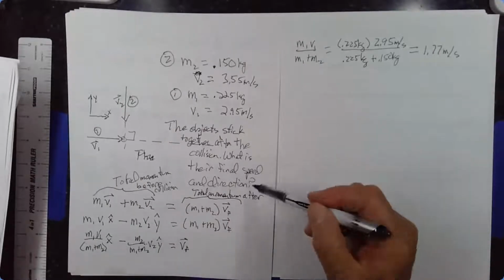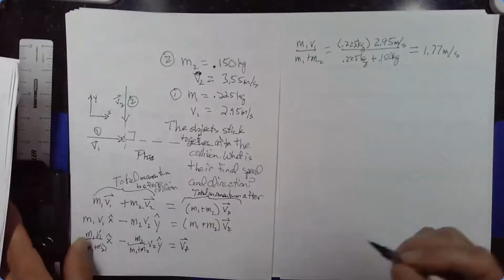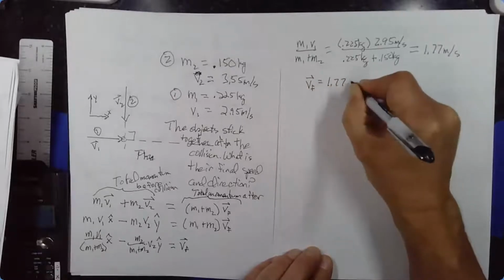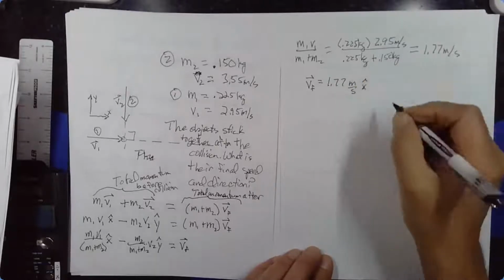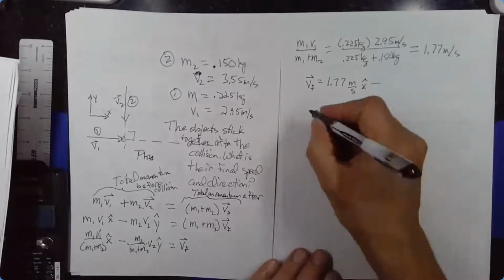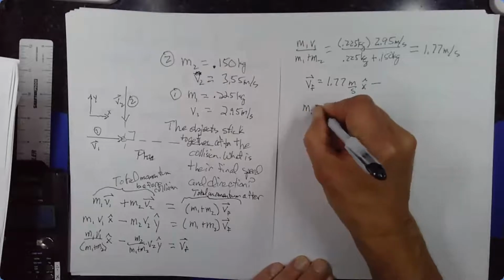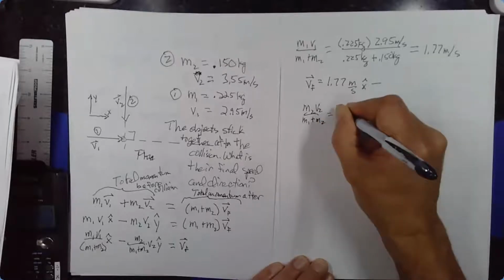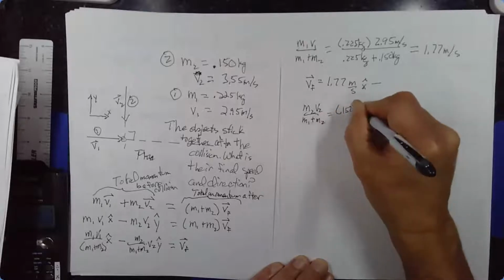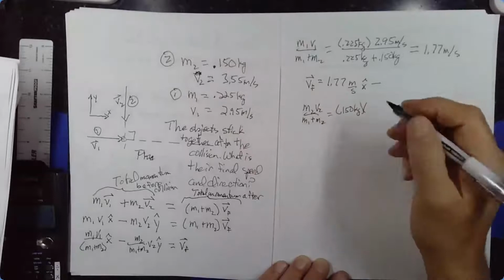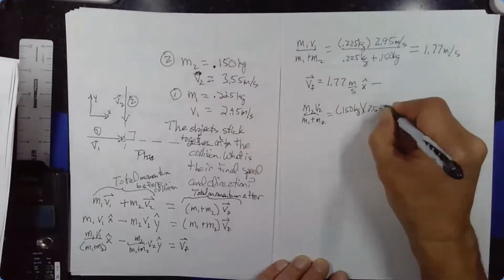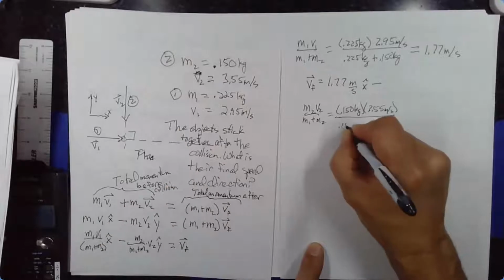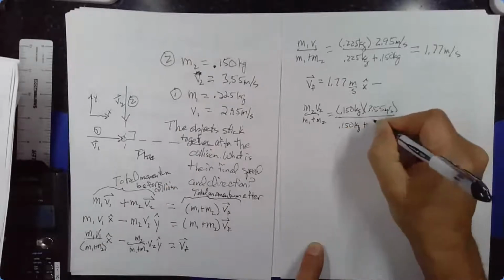Now it asks for the final speed and direction, so I can't really say anything yet, but I do know that v final as a vector will equal 1.77 meters per second in the x hat direction, minus, I haven't calculated the y one yet, but that one will be m2v2 over m1 plus m2, which is going to be 0.150 kilograms times 3.55 divided by m1 plus m2 again, 0.150 kilograms. I've got them in the wrong order, but addition is commutative.